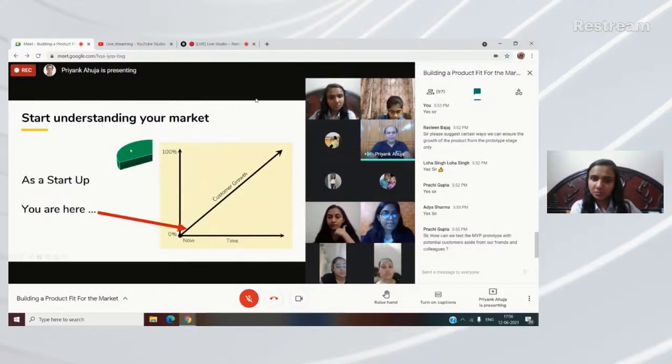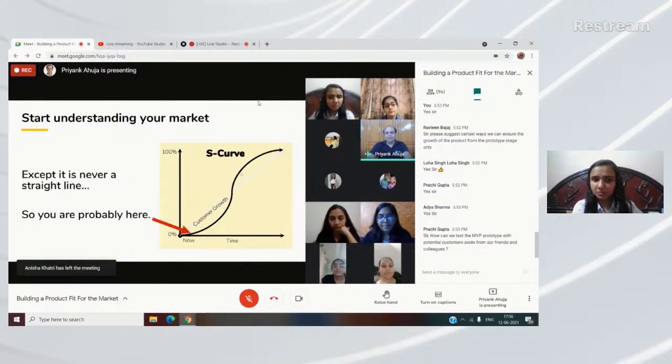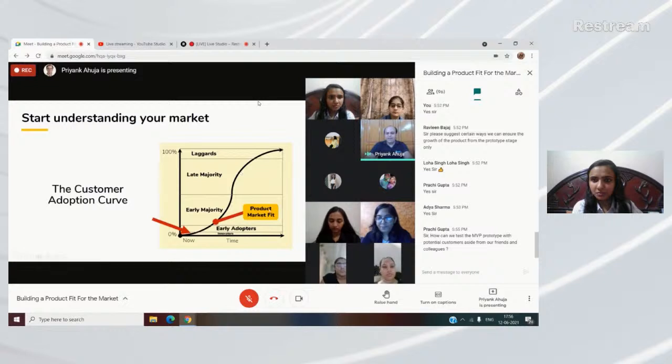So how can you try? You can directly sell to the market, and your customer growth will come like this. As a startup, you start here with zero customers, and slowly you will pick up growth. So this is your ideal line. But actually this ideal line will never become the actual line. The actual line will become like this. That is your S-curve. The S-curve is basically a heuristic curve, and this curve is derived based upon the different categories of users when you are targeting to sell your product.